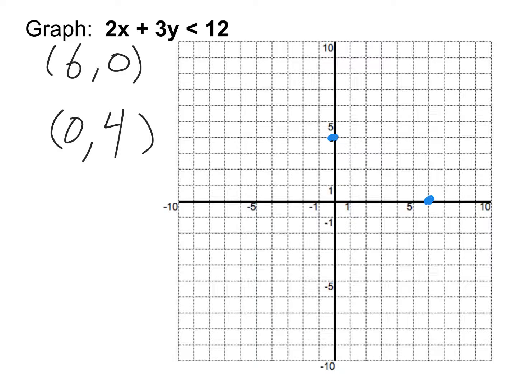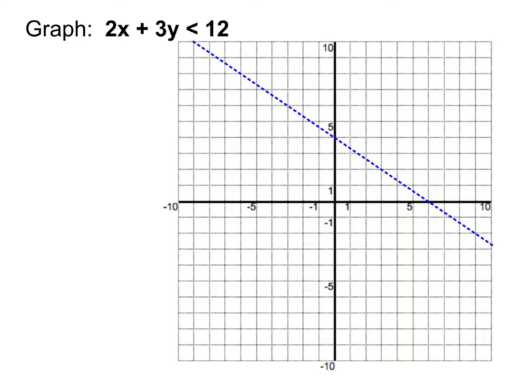Then with your straight edge, with your ruler, go ahead and draw the line that goes through those 2 points, and when you draw it in, should it be solid or dotted? Dotted. Should be dotted, yes. Because this is a less than symbol up here, not a less than or equal to. If that little line were underneath it, then it would be solid.